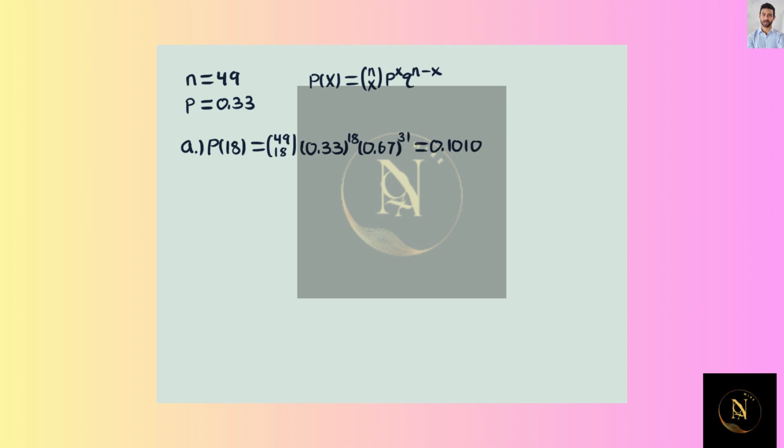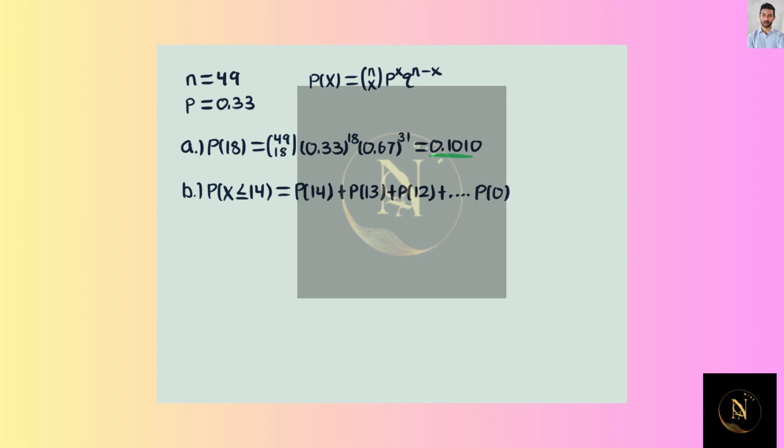All right, so that is part A. Let's move on to part B. For part B, we're looking for at most 14 of them major in STEM. So the probability that x is at most, less than or equal to 14, basically equals the probability of 14, and we're going to work our way down: probability of 14 plus the probability of 13 plus the probability of 12, and so on, all the way down to the probability of 0.